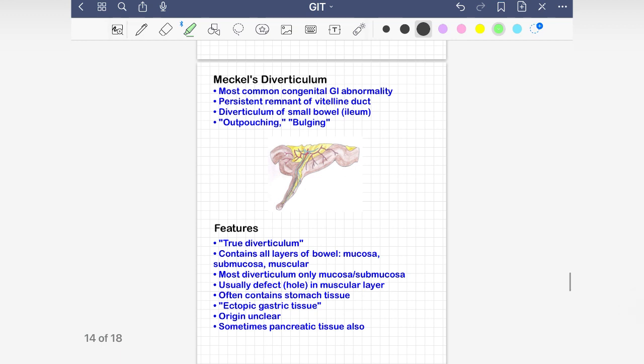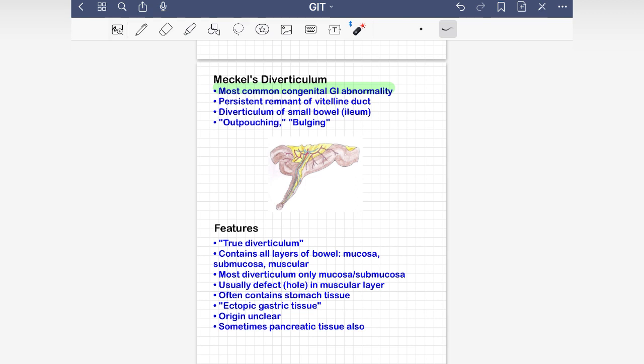This is the most common congenital GI abnormality. It is a persistent remnant of vitelline duct, and when you have a Meckel's diverticulum, you have an outpouching or a bulge of small bowel that occurs at the ileum. This is easy to understand if you remember that the entire gut tube is formed from yolk sac and the vitelline duct. If the vitelline duct persists, you are going to have a persistent bit of intestine. The yolk sac forms intestine, so the vitelline duct will also look like the intestine. It will just be a little bulging outward, usually at the level of ileum.